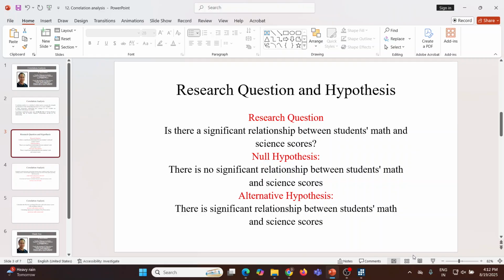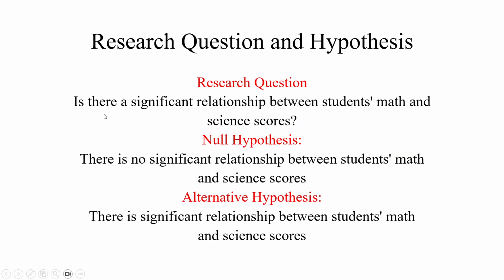Now what is our research question? Is there a significant relationship between students' math scores and science scores? Null hypothesis, there is no significant relationship between students' maths and science scores. Alternative hypothesis, there is a significant relationship between students' maths and science scores.